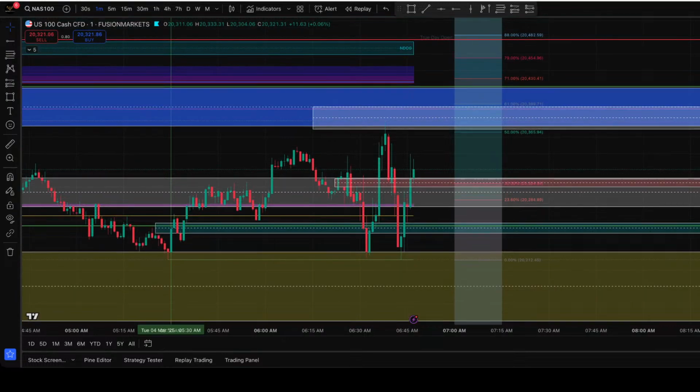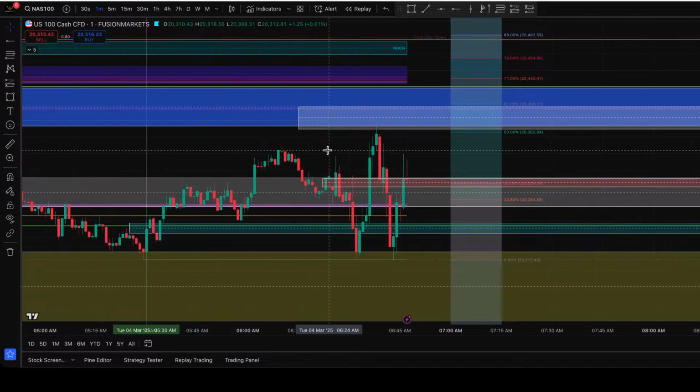I know I got a lot of levels here marked out, but each one of these is important. We're back at that opening gap, that red box right there. On the other side of it.